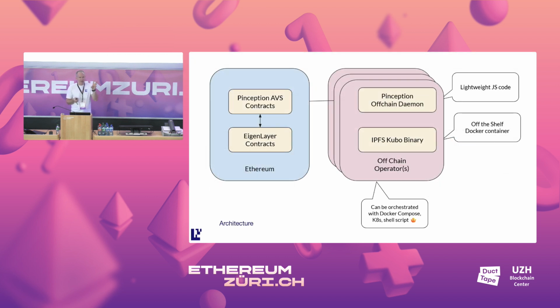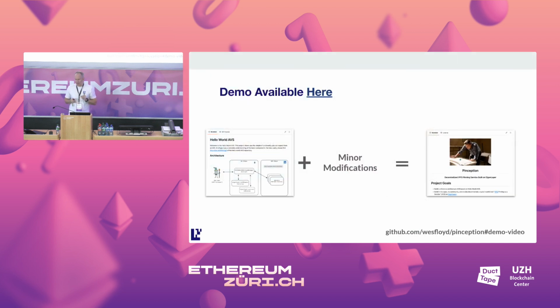We will write an AVS contract that will represent our AVS. It's called Pinception. And it'll interact with EigenLayer contracts for staking and slashing and things like that. So I actually have a longer demo of both of these. I started from our Hello World AVS implementation. And if you're interested in running just a very simple example of an AVS, this is a great place to start. Hello World AVS on the EigenLayer GitHub.